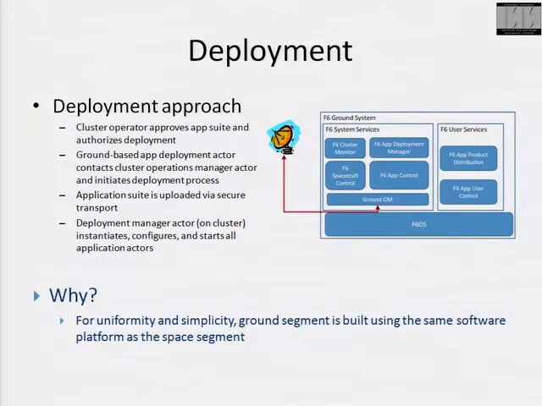And then deployment is handled by a platform actor we call the deployment manager. So a cluster operator approves the suite and authorizes the deployment. And then from the ground, they can upload this plan to a trusted platform actor, which distributes the components across the nodes, sets up the resources, sets up the labels, sets up the communication links, and starts all the actors. I don't have a diagram describing the component startup process, but we also have a similar set of states that components go through.